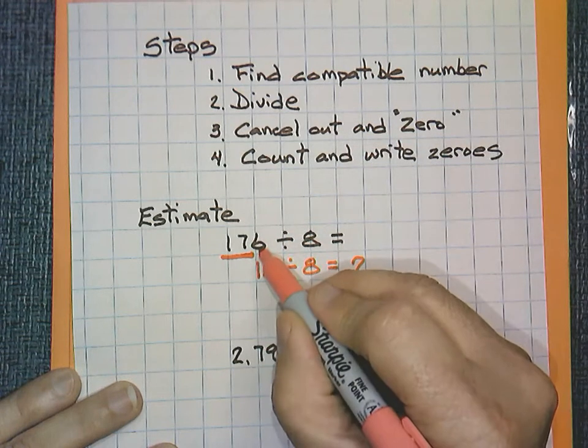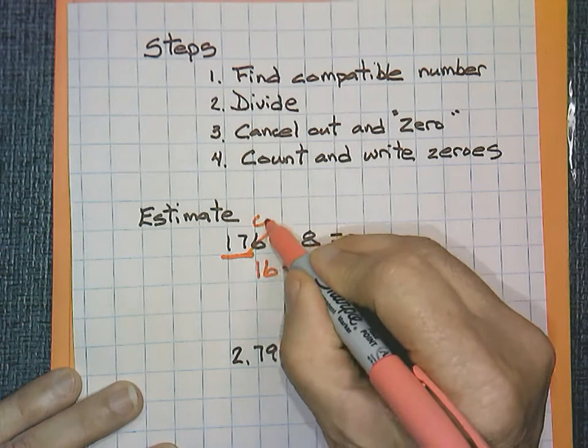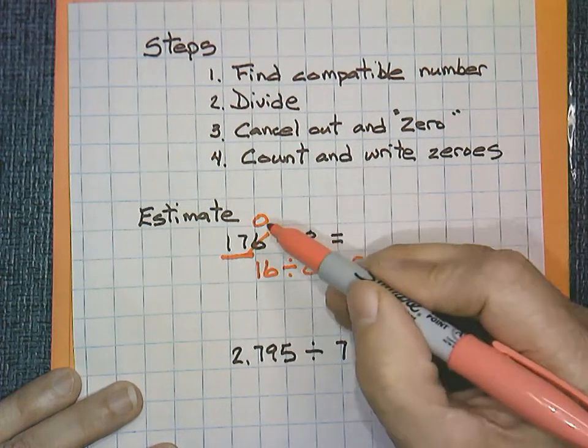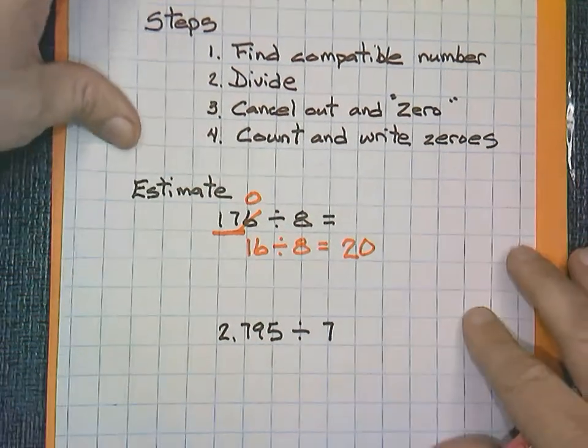Cancel out means that, see that 6 there? We only dealt with the 17. I'm going to cancel that out and turn that into a 0. And then my last step is that I count 1 0 and I write. And so my answer or my quotient is 20.